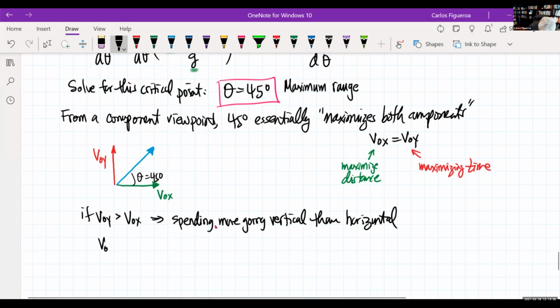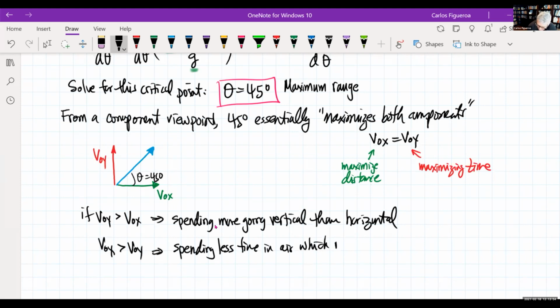But if v initial x is greater than v initial y, even by just a little bit here, what you're doing here is that you're spending less time in air, which reduces horizontal distance. So it's really a combination of hitting that sweet spot, if you can say that.